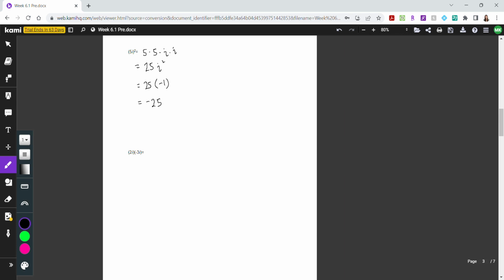All right. So now let's look at the bottom one. You have 2i times -3i. So let's group it together. So we have 2 times -3 times i times i. 2 times -3 is -6. i and i is going to be i squared. All right. Now from here, this is going to give us -6 times -1, which would then give us a final answer, 6.